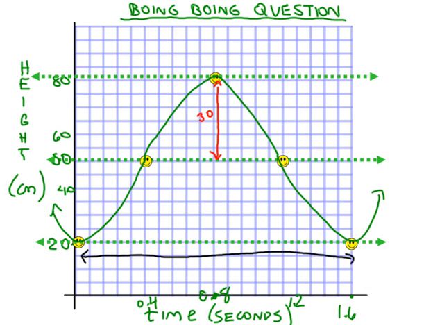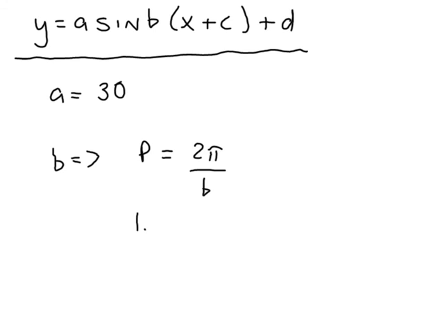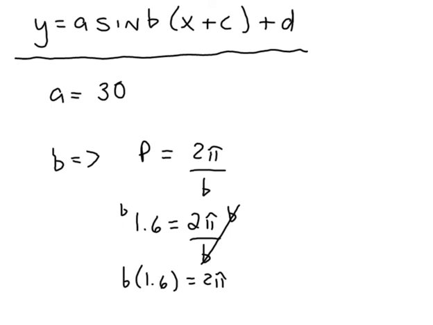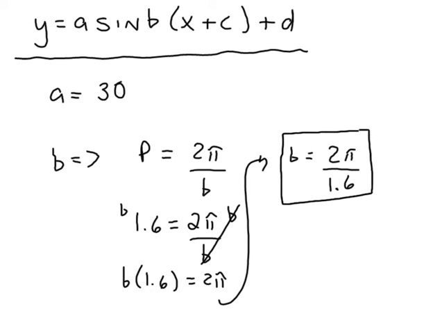So we can say 1.6 equals 2 pi over b, multiply both sides by b, and we get b times 1.6 equals 2 pi. And now we divide both sides by 1.6 and we get b equals 2 pi over 1.6. And that's fine to leave our b value as a fraction like that. So we have a and b now.